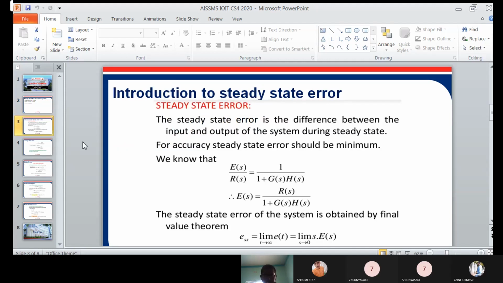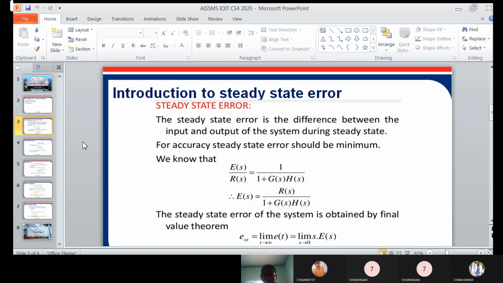So in the steady state error, the definition of steady state error is that it is the difference between the input and output of the system during steady state. We know that output by input, that is E(s) by R(s), is equal to 1 by 1 plus G(s)H(s). But the steady state error will be obtained by the final value theorem.